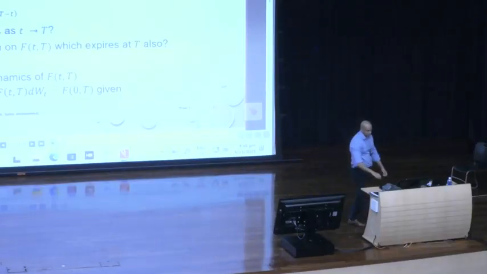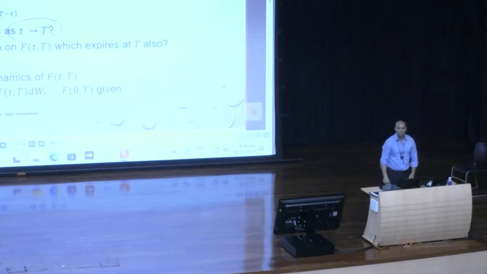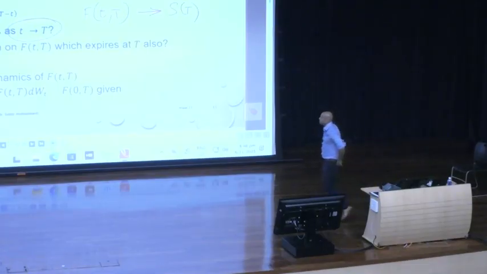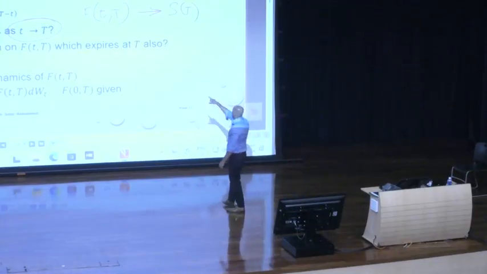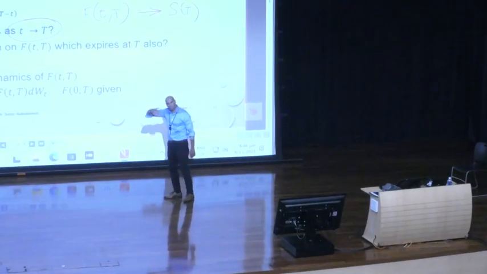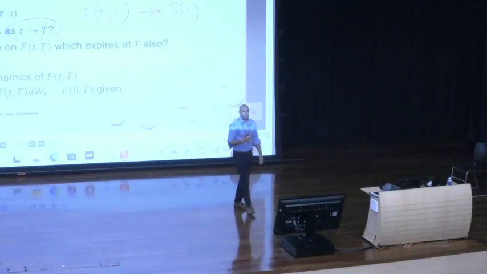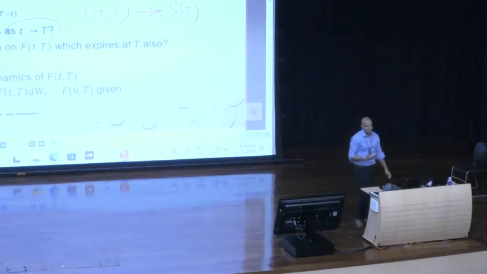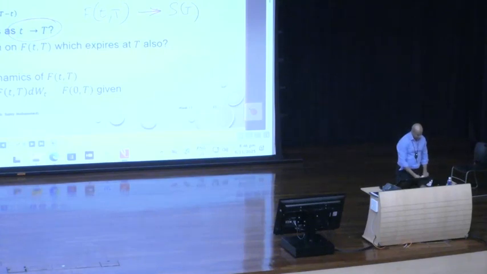Now there's something nice about this forward price. What happens as little t goes to big T? The forward price goes to S_T. The forward price converges to the spot price as time goes to the maturity date of the forward contract.